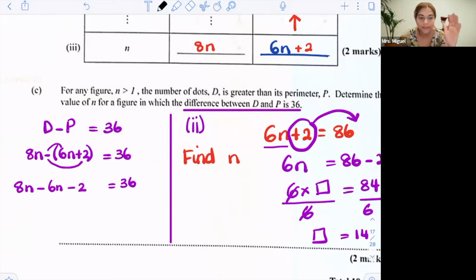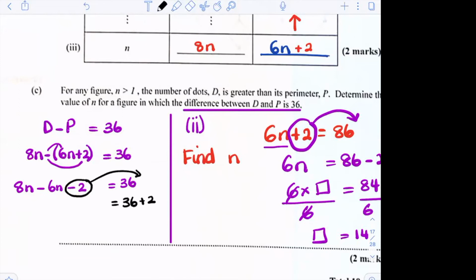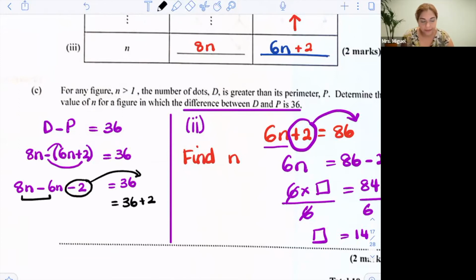All right, so let's see what you have. By moving -2 across, this becomes 36 plus 2. Do you all have that? Yes, miss. 8n, like 8 apples, subtract 6 apples will give me 2 apples. So 2n is equal to 38. What is my next step?